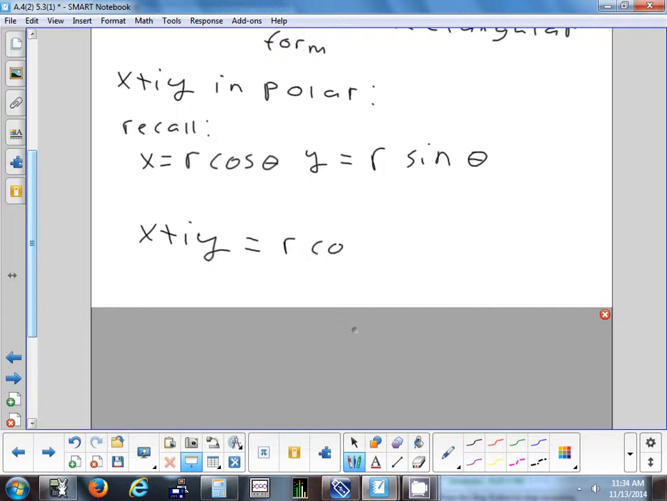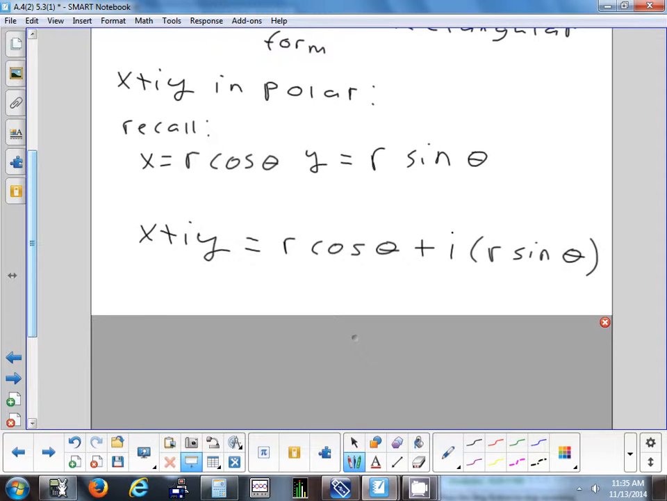So we have, instead of x, I've got r cosine theta plus, I still have the i, we're not doing anything with that, but we're going to change the y to r sine theta. Besides theta, what do both parts have in common? They both have something that's the same. Yeah, they both have an r. Okay, when two things have the same thing in common, you can factor it out. Okay, so that's what we're going to do.